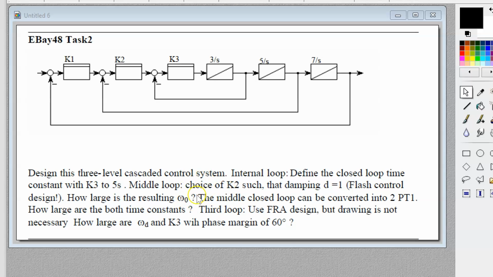And here in this task you have three design informations which should be used in the next step. So we start with the internal loop. Here you can read the design of the three-level cascaded control system. The internal loop should be designed in such a way that the closed loop time constant with K3 is 5 seconds. So the closed loop system should have a time constant of 5 seconds.